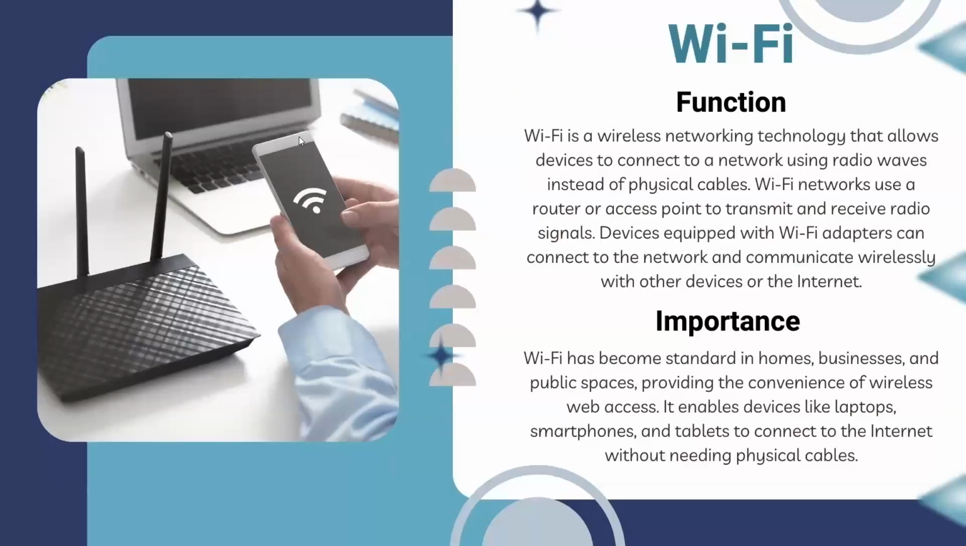So Wi-Fi. Wi-Fi is the wireless networking technology that allows devices to connect to a network using radio waves instead of physical cables. So this is what allows your phone to connect to other technologies without having to manually plug it in. Wi-Fi networks use a router or access point to transmit and receive radio signals. So devices equipped with Wi-Fi adapters can connect to networks and communicate wirelessly with other devices or the internet. Wi-Fi has become the standard in homes, businesses, and public spaces, providing the convenience of wireless web access. It enables devices like laptops, smartphones, and tablets to connect to the internet without needing physical cables.